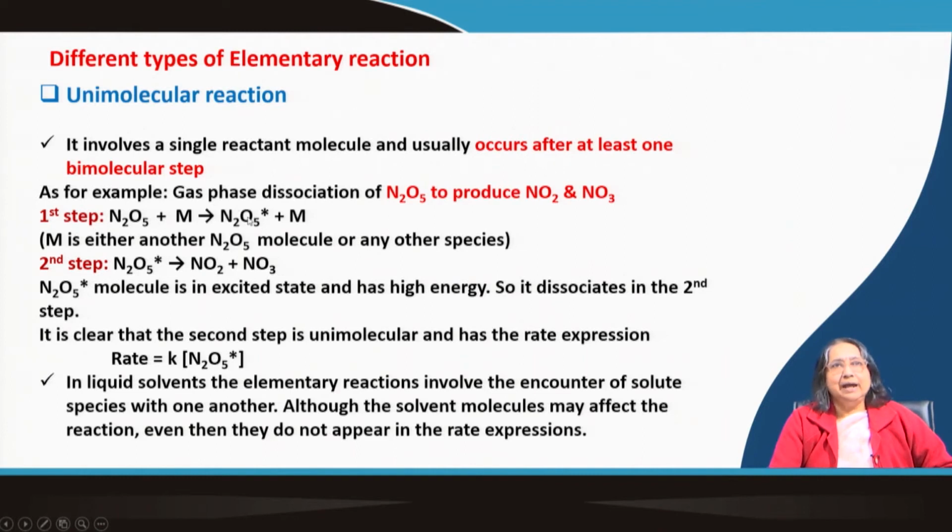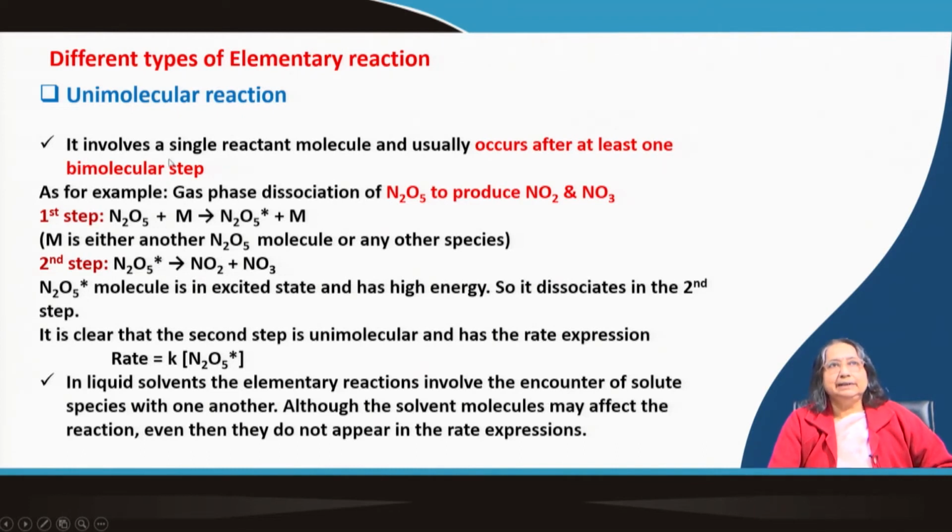It will go to some excited state. And we know that excited molecules cannot stay there for a long time. So this is the first step, and in the second step the excited molecule, for which we use the star here, will decompose into NO2 and NO3. So, what we have seen is that a unimolecular reaction follows a bimolecular reaction. The first step has two things, N2O5 and M, so it is a bimolecular reaction, and then this is a unimolecular reaction.